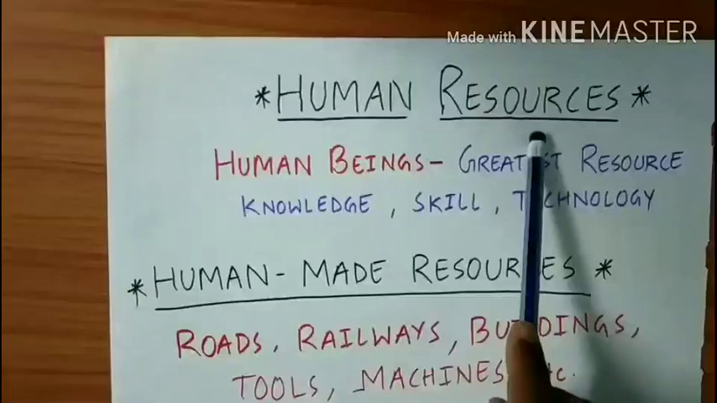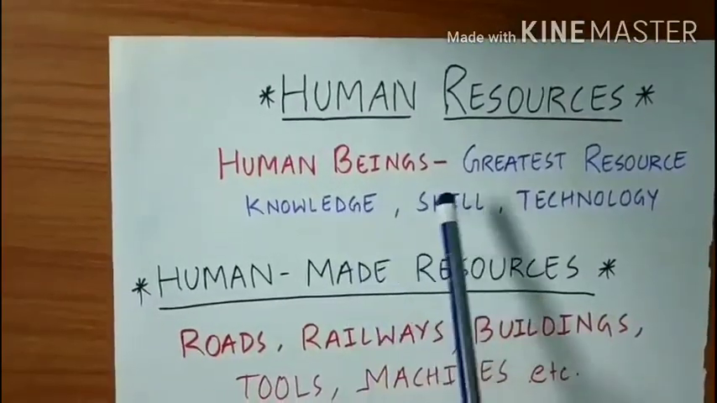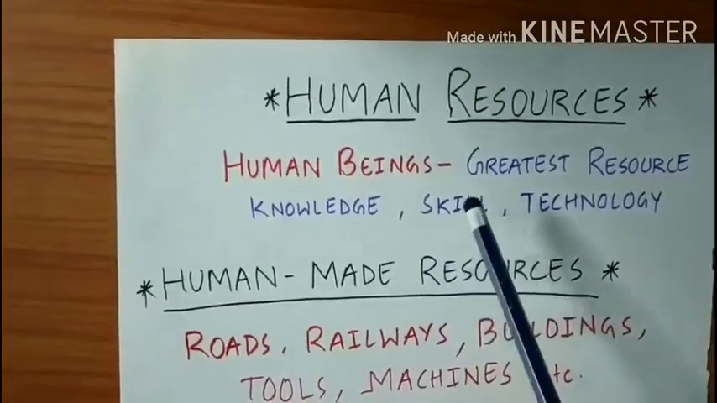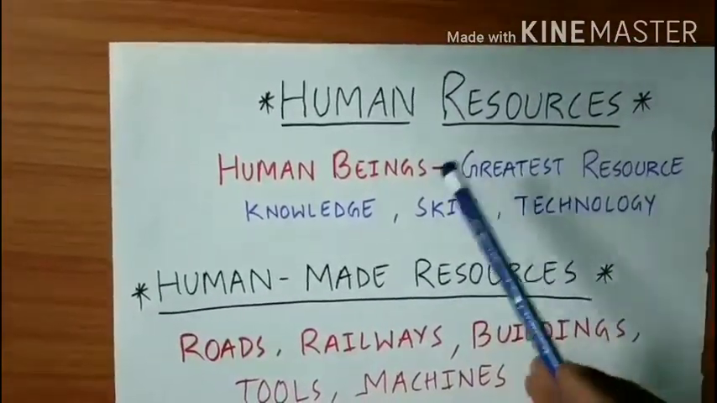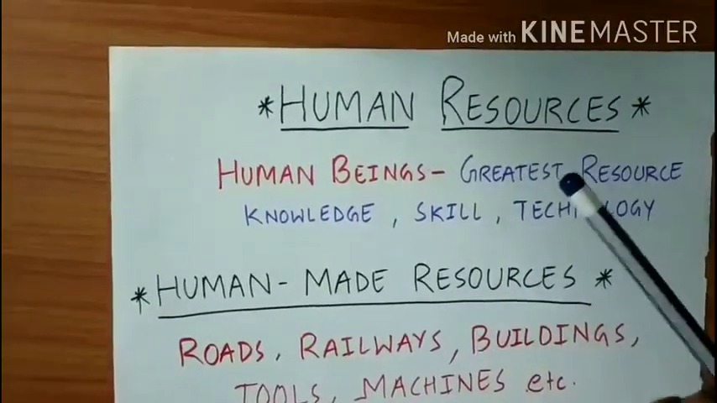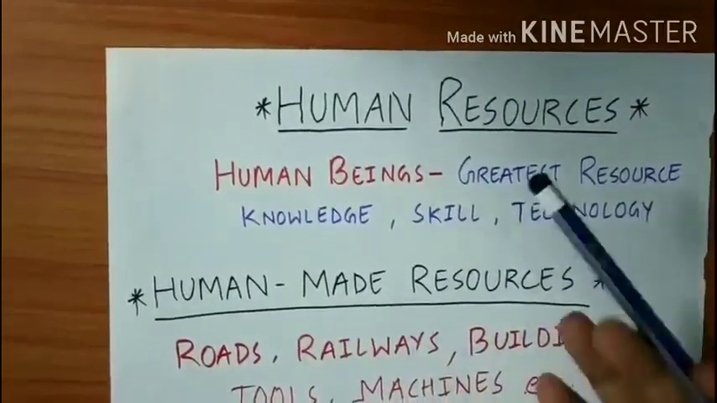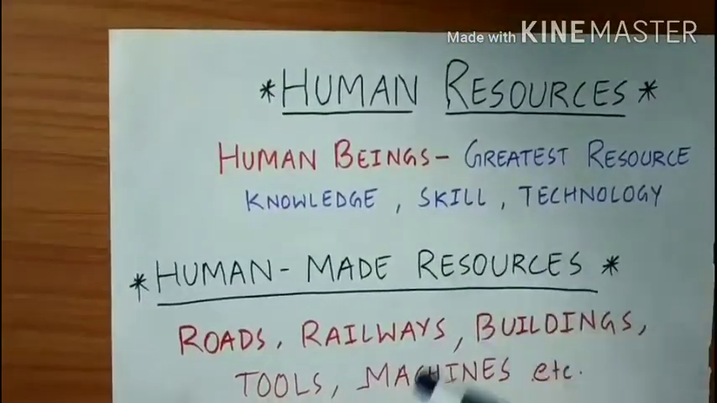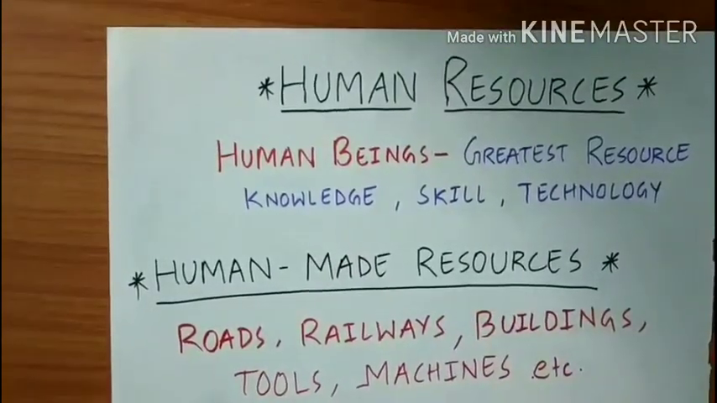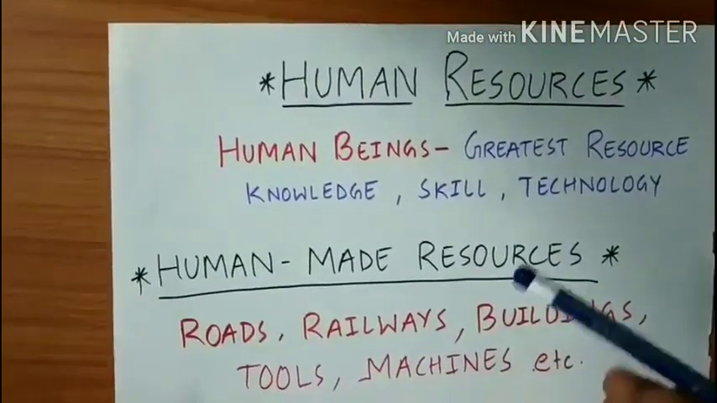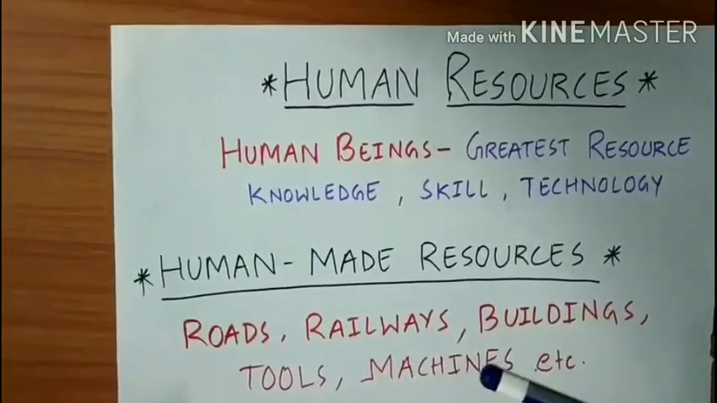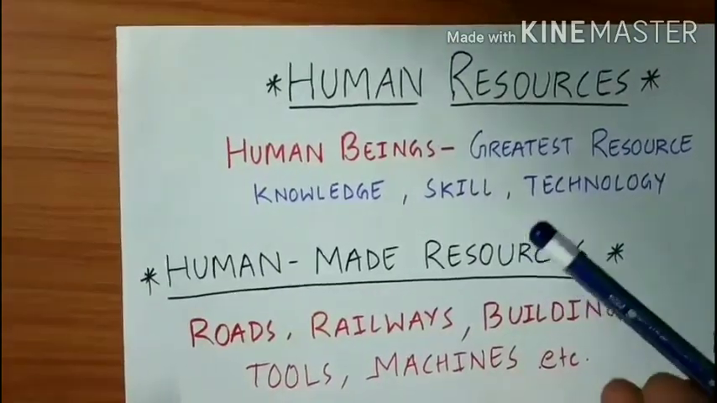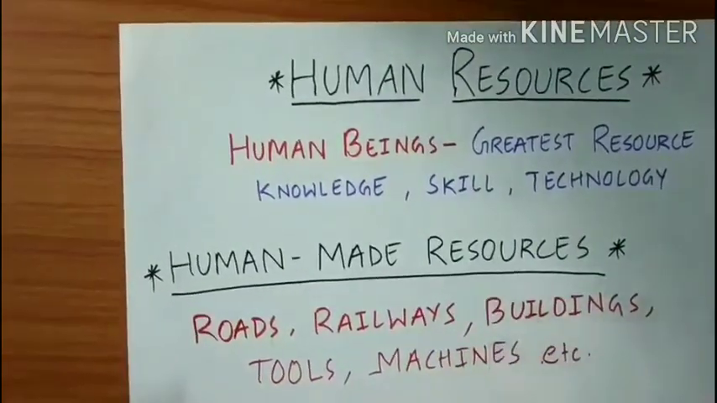Under human resource, human beings themselves are the greatest resource on the earth. Understood? With the help of their knowledge, skill, and technology, human beings have made the best use of natural resources and converted them into useful products to meet their own needs. That's why human beings are the greatest resource. Education and good health have helped humans become a valuable resource.